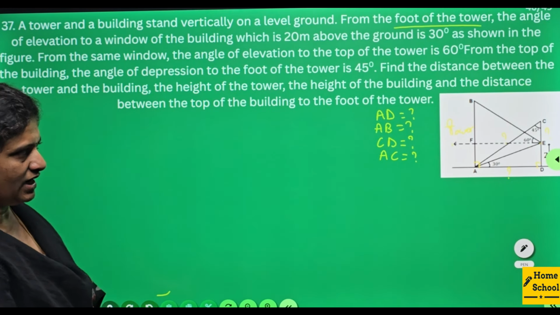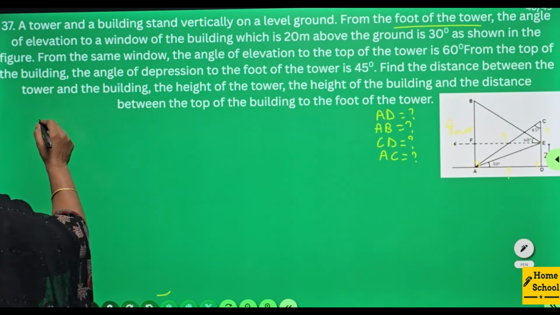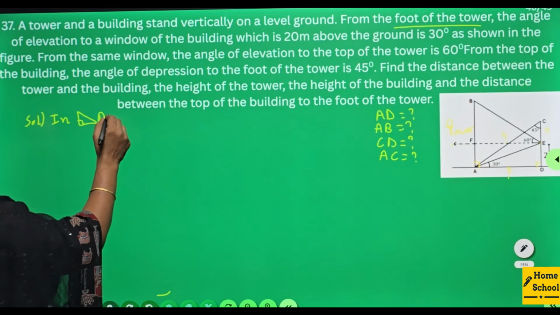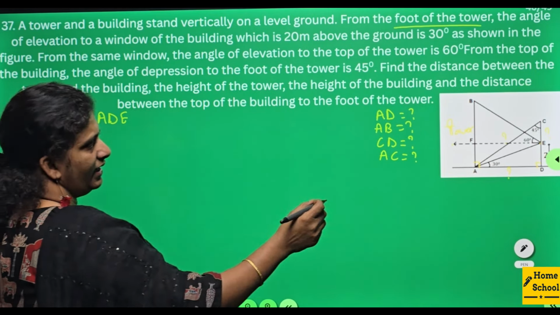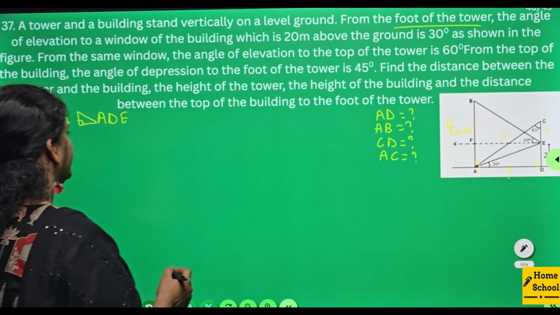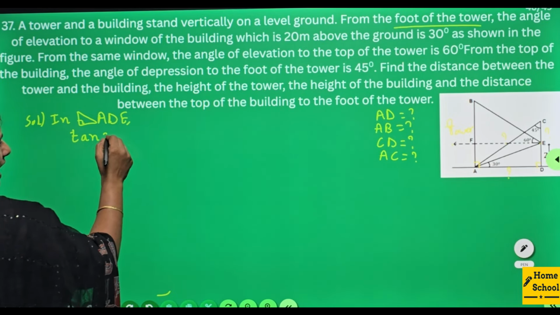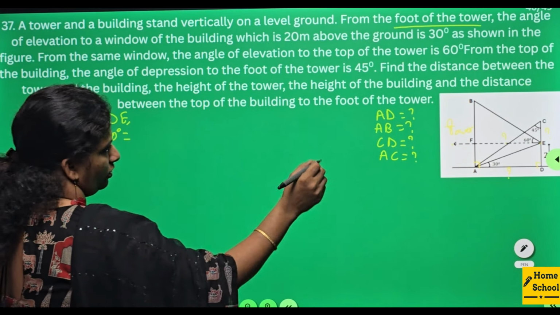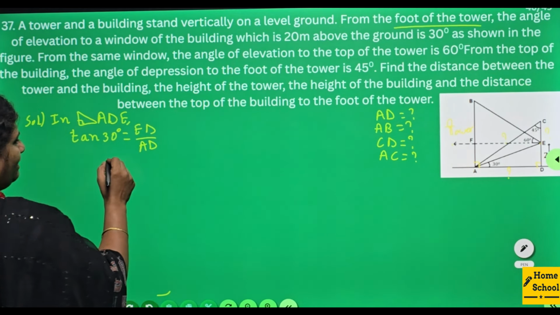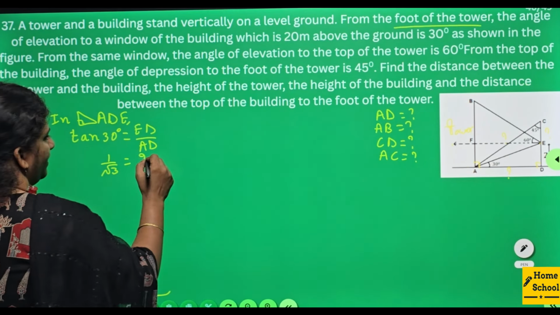Now which one are you going to start with? Which is the known one? Let me take the right triangle ADE. In right triangle ADE, the acute angle is here, the opposite you know. Let me find the adjacent. That is opposite and adjacent, the tan ratio. The angle is 30 degrees. Tan 30 is equal to opposite ED by adjacent AD. Tan 30 value is 1 by root 3. ED value is 20 meters, given.